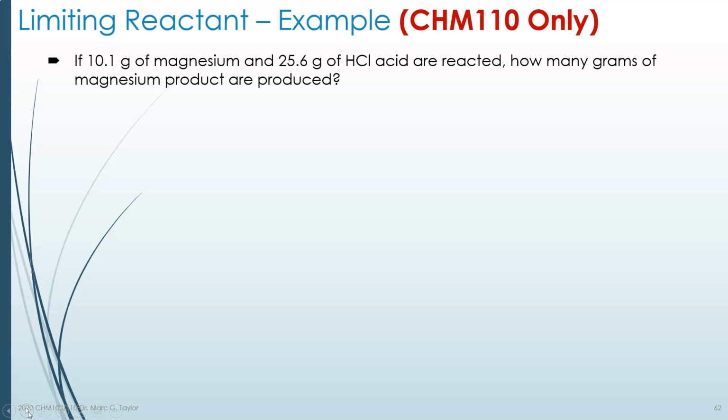If you have 10.1 grams of magnesium, that's magnesium metal, and 25.6 grams of hydrochloric acid, HCl acid, are reacted, how many grams of magnesium product are produced? Now, you might be tempted to say, oh, well, I've got 2.5 times more acid than I have of magnesium. The magnesium will run out first.